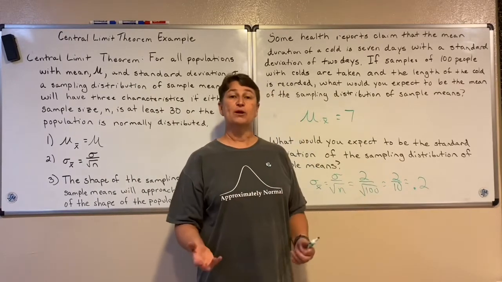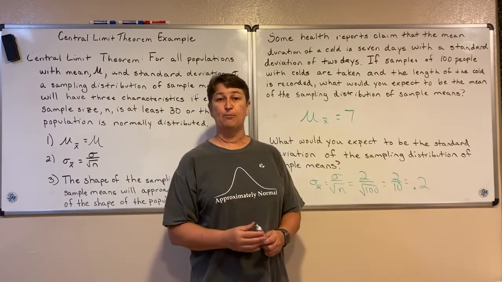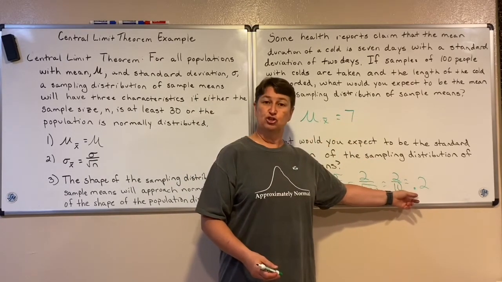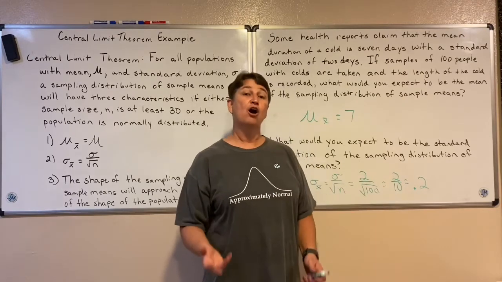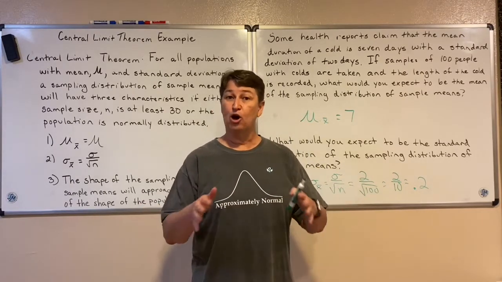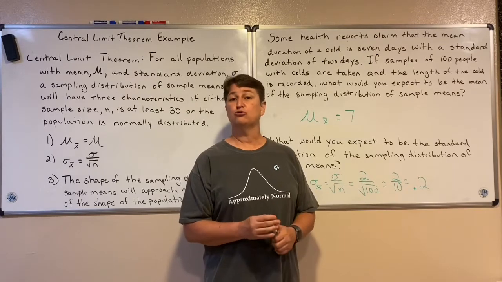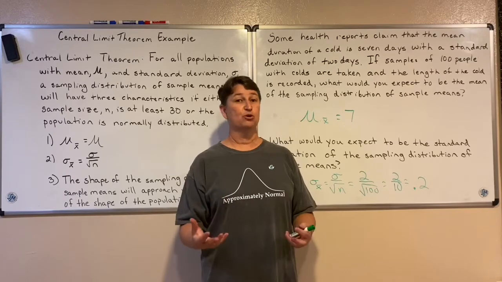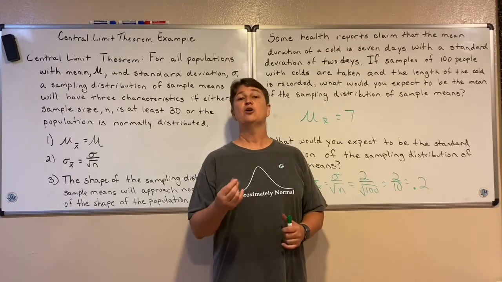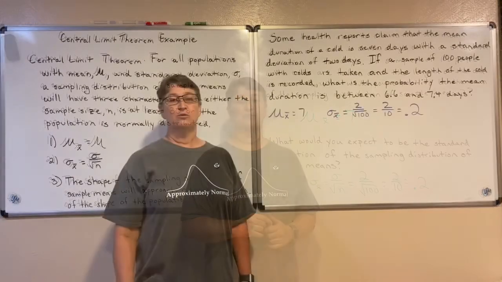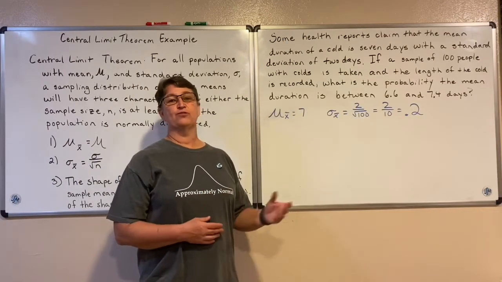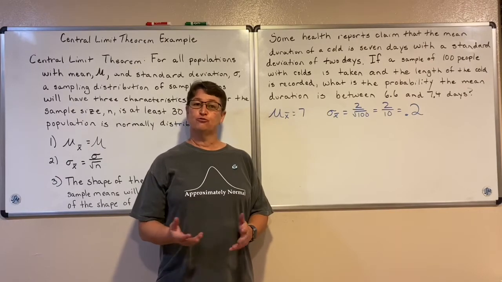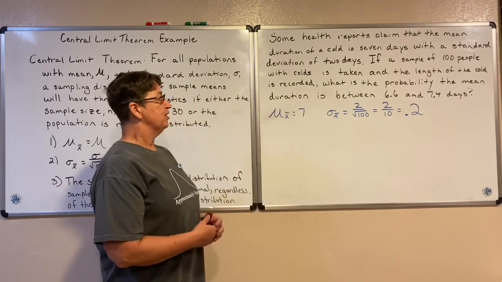So I know a little bit about my sampling distribution of sample means. I know that the mean should be about 7, and my standard deviation should be 2/10. And I'll also know that it will have that nice bell-shaped curve, that normal distribution. And I can use some of my normal distribution rules, like the empirical rule, to help me to find probabilities within that. So let's use the fact that this sampling distribution of sample means is approximately normal to find a probability. So here's an example of that.